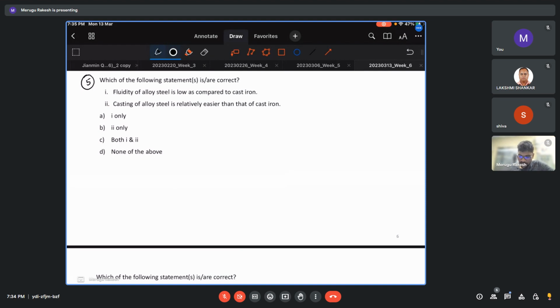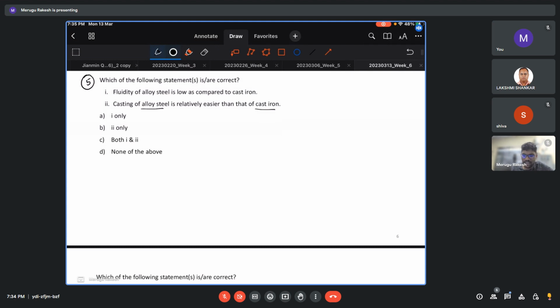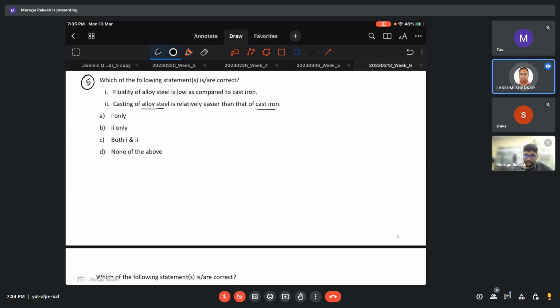Okay. So coming back to the question, fluidity of alloy steel is low as compared to the cast iron. That is, first, the casting of alloy steels is relatively easier than casting iron. Second, casting of cast iron is easy as compared to the steel. Yes, cast iron is relatively easy, because I think in alloy steels we have to take a lot of careful steps.